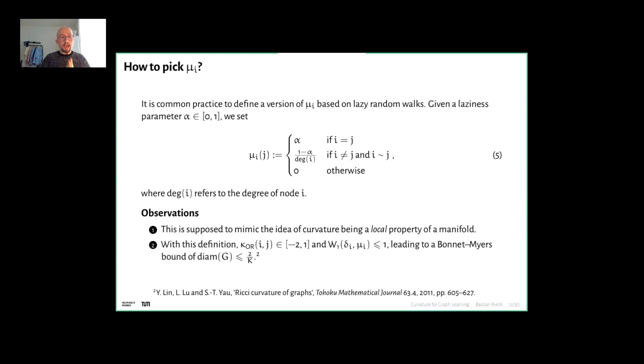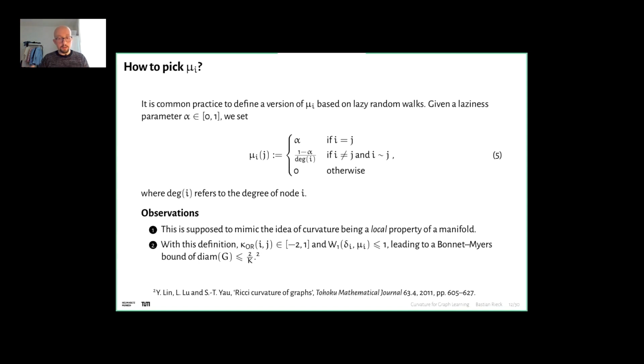Now, how is this probability measure typically picked? There are a lot of options actually there, and I think that one of the things we should discuss later on, or maybe even consider working on, is how to pick different measures. But I would say the common practice is to define a version of this probability measure based on lazy random walks. So we take a laziness parameter between 0 and 1, and then we define a measure that assigns this laziness to staying at the same vertex, with the rest of the probability distributed uniformly among the other neighbors of the given node.